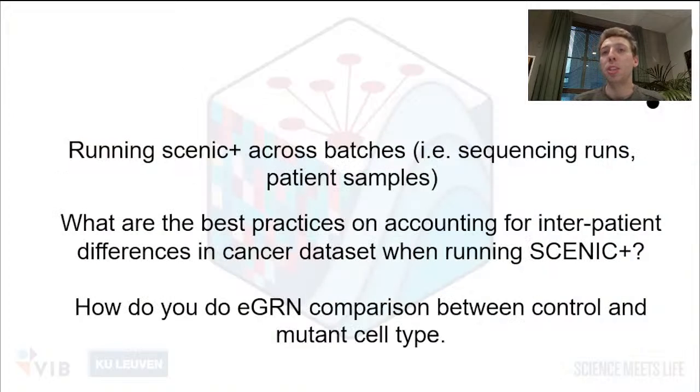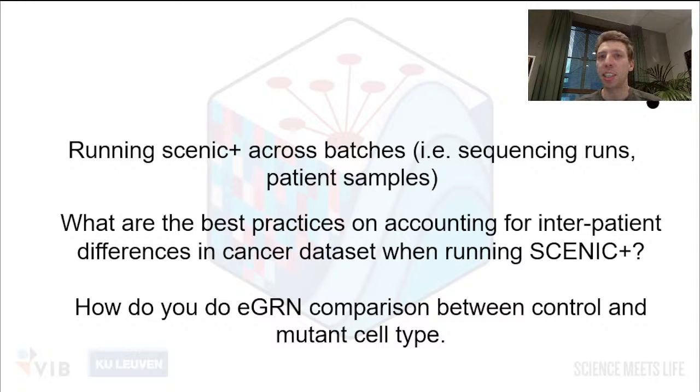Then there's a bunch of questions on how to do comparisons between case and controls, or different samples and so on, mutant cell types, for example. This question is very strongly dependent on your dataset and the research question you are asking. We also don't have functions to directly do these types of comparisons. So there's no one function you can run, but I can give some general recommendations.